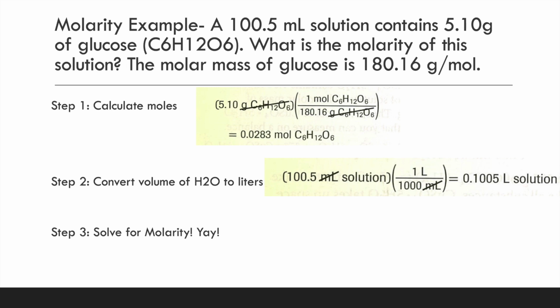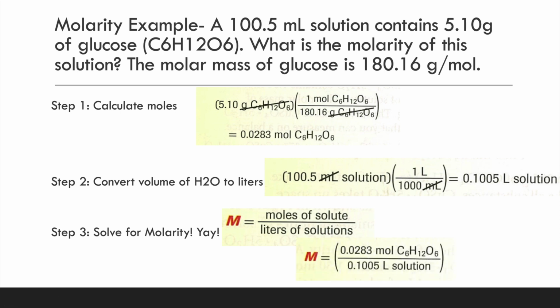All right, step 3. We're going to solve for molarity. Yay! Write down your formula, which is moles of solute over liters of solution, and we're just going to plug it right in, okay? Pretty straightforward. We calculated our moles of solute, we calculated our liters of solution, and so now we plug it in. So we're going to plug in this, 0.283, divide by 1.005, and I want to note that molarity has its own unit, which is a capital M.